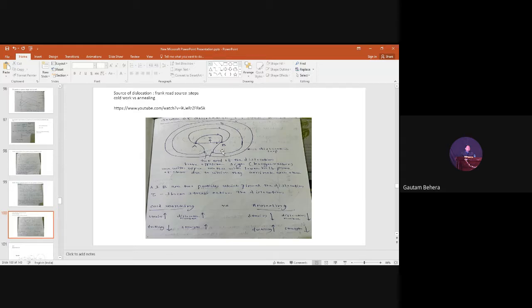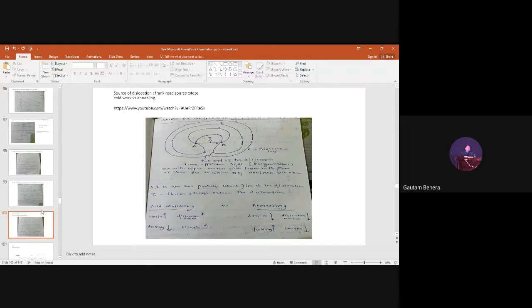So upon annihilation, what is the final structure? A dislocation loop. You can see this is a dislocation. This is the fifth stage. A dislocation loop will form. This dislocation loop will be around these particles, and a straight dislocation will come out from that.